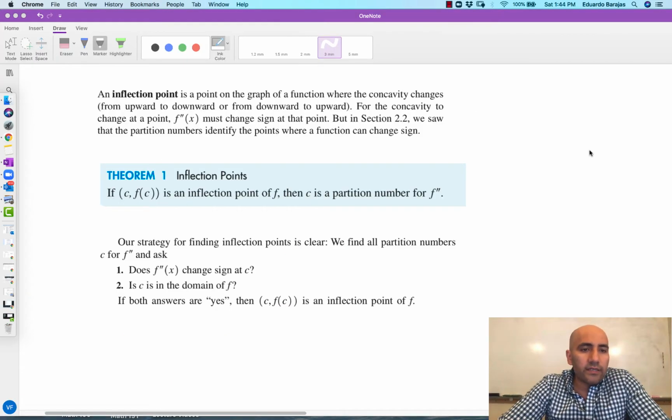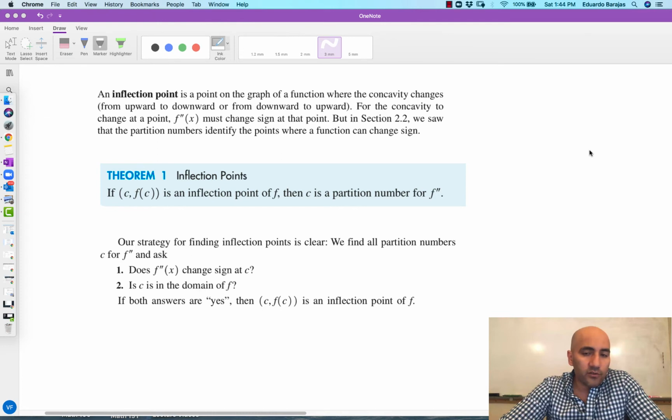Okay, let's look at this definition. An inflection point is a point on the graph of a function where the concavity changes from upwards to downwards, or the other way around, from downwards to upwards. For concavity to change at a point, the second derivative must change signs at that point. But we saw prior in section 2.2 that the partition numbers identify the points where the function can change signs.